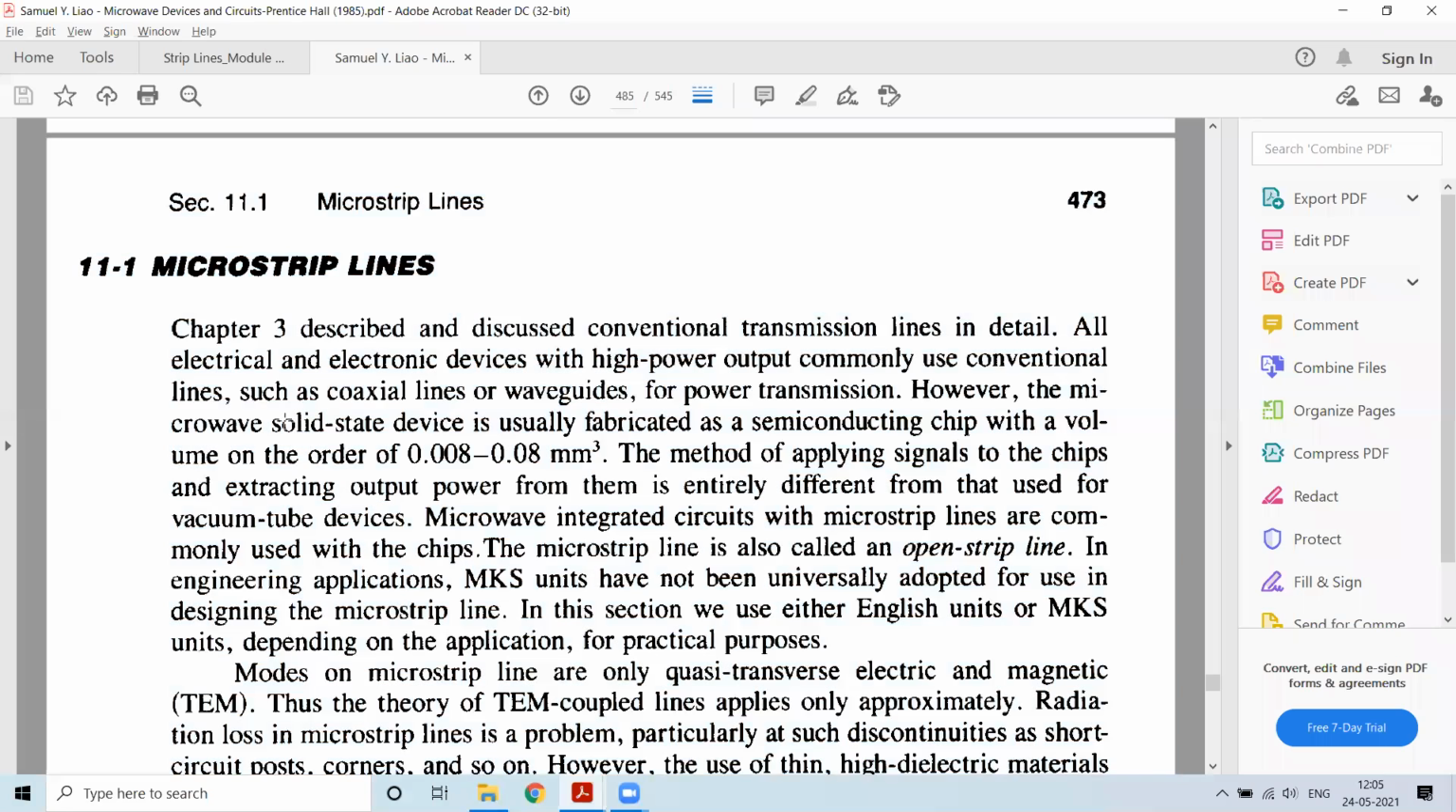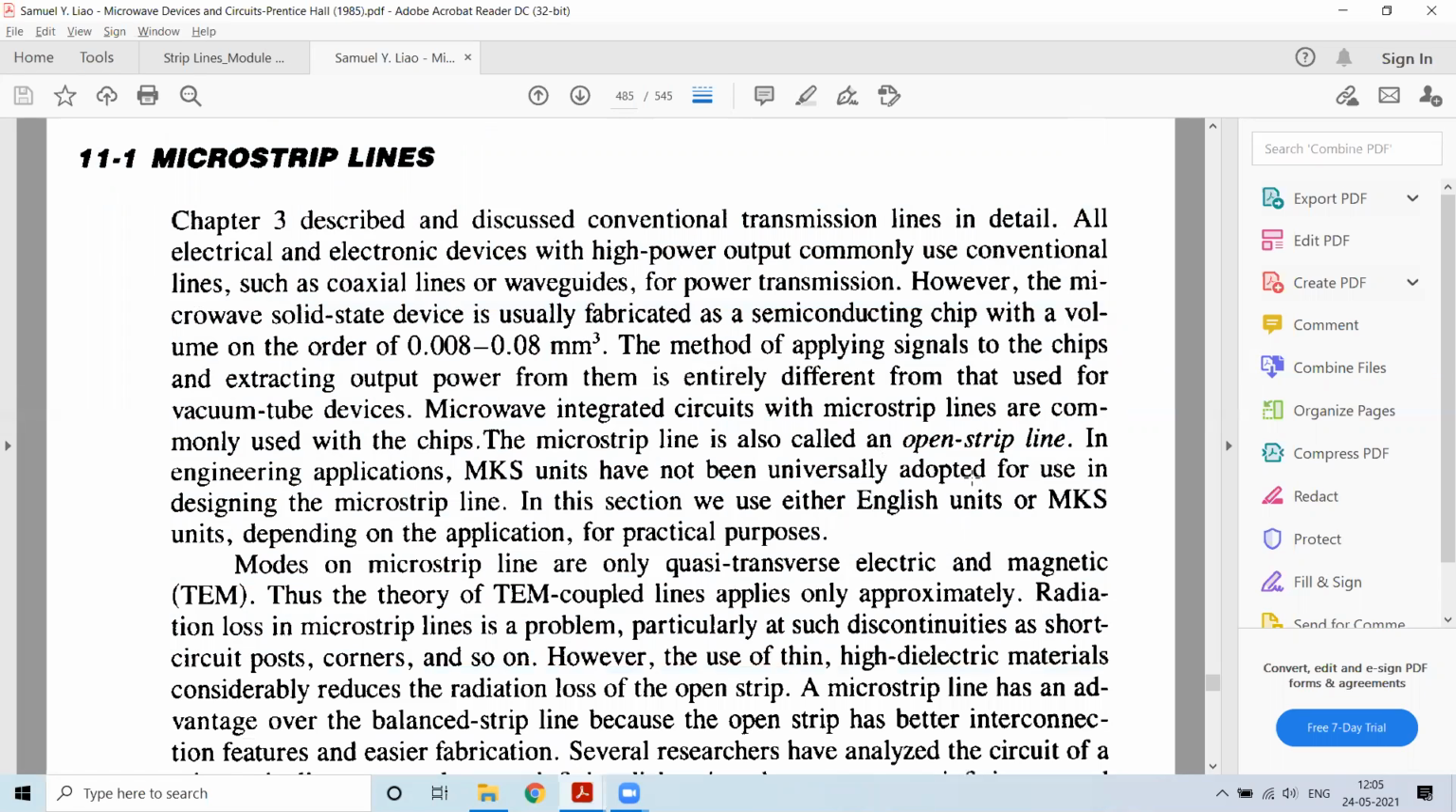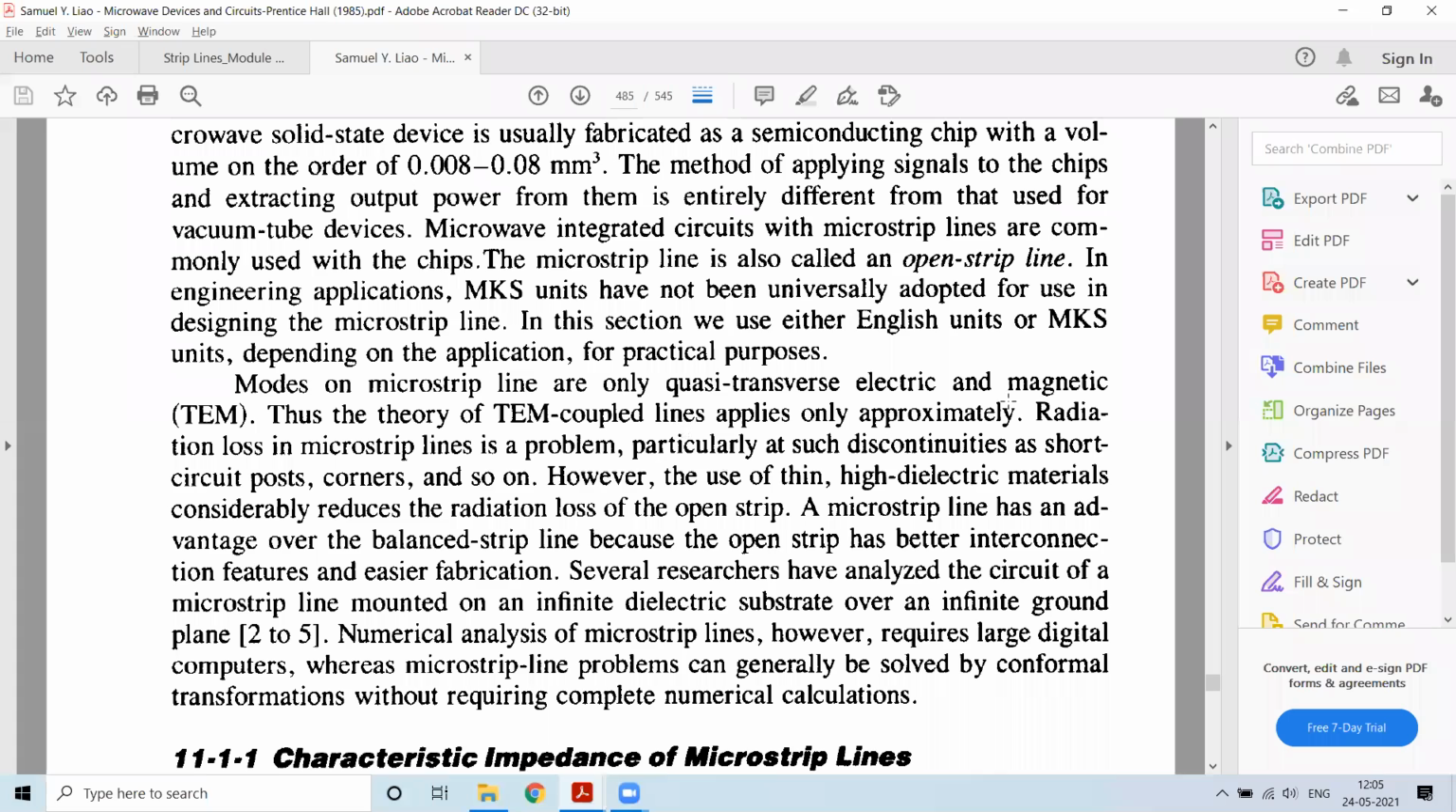So in a similar way, we can build these strip lines, which we term as microstrip lines. These are the microwave strip lines we refer to. Then the quasi-TEM that I spoke of, we can observe here the mode in which these microstrip lines operate. We term it as the quasi transverse electromagnetic wave.